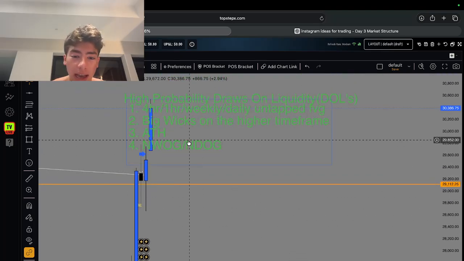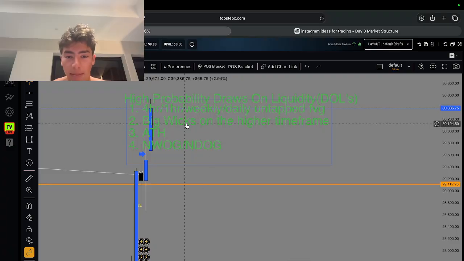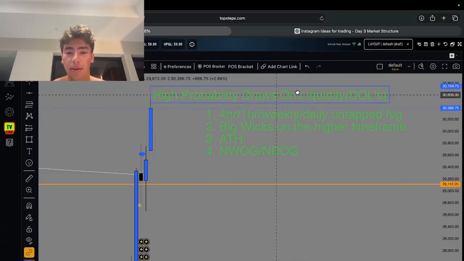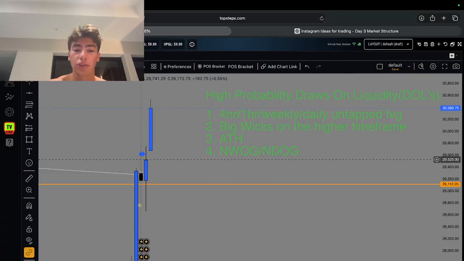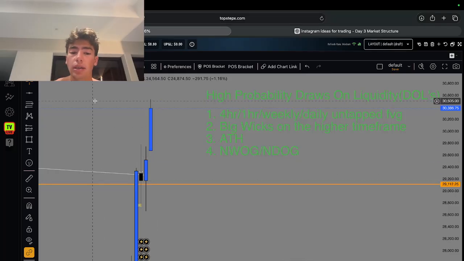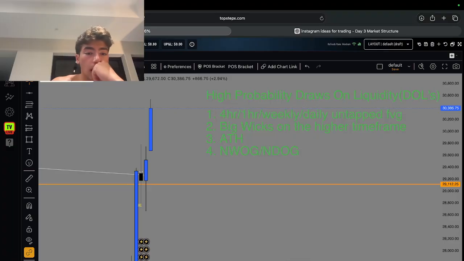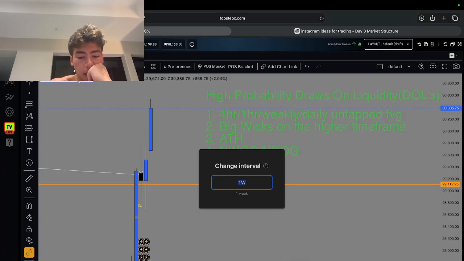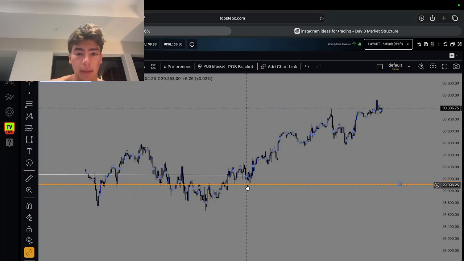New week opening gap, new day opening gap. Okay, so let's get into that one. Also really good, strong target in the market. So every week there's a new week opening gap, right? So as you can see here, let's go to the hourly.